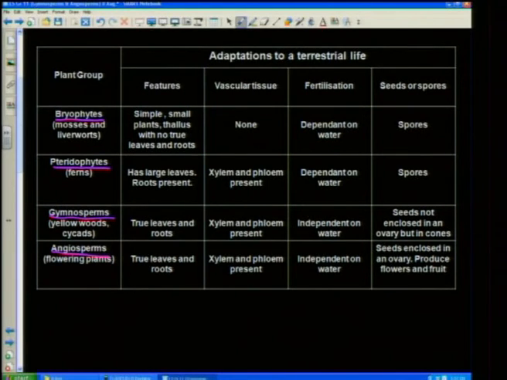Those are the features. These bryophytes, as you can remember, are small plants, they were called a thallus. No true roots, stems, and leaves. The ferns did have large leaves, they did have roots, they also had stems underground. Can you remember the word rhizome? Underground. Gymnosperms and Angiosperms have true leaves, true roots, and vascular tissue, none in the moss: xylem and phloem in the ferns, Gymnosperms and Angiosperms.